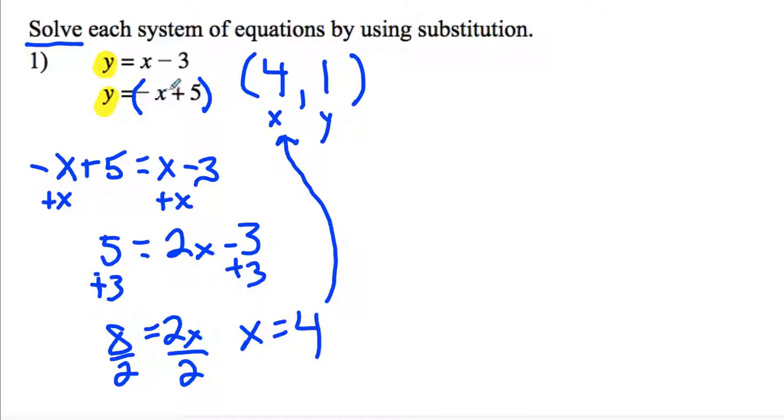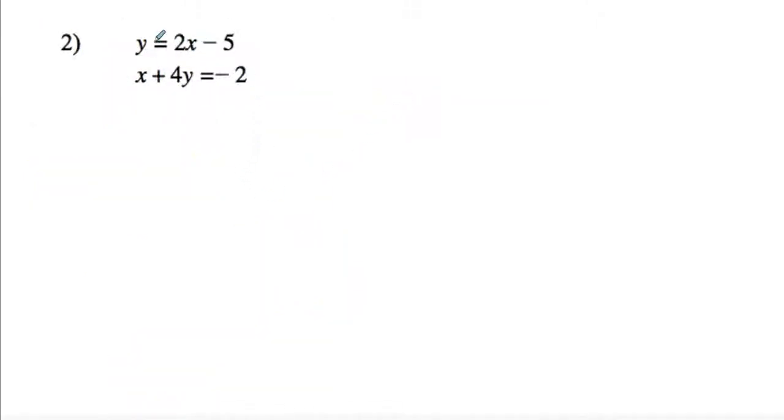Well, let me check this down here too. What if I put it here? If I take 4 and I plug it in here, negative 4 plus 5 would also be 1. So y would equal 1. Good. That's what I need to have happen. This is the x and the y that I can plug into both of these equations, and it would work in both places.